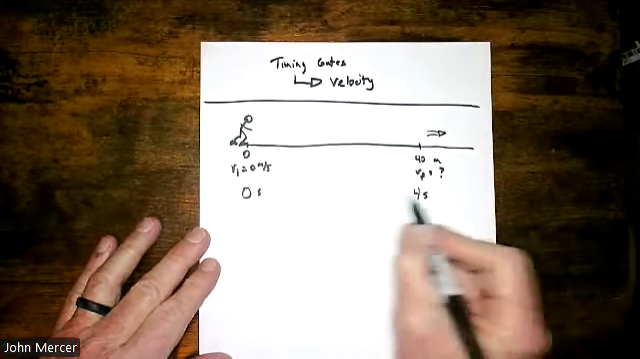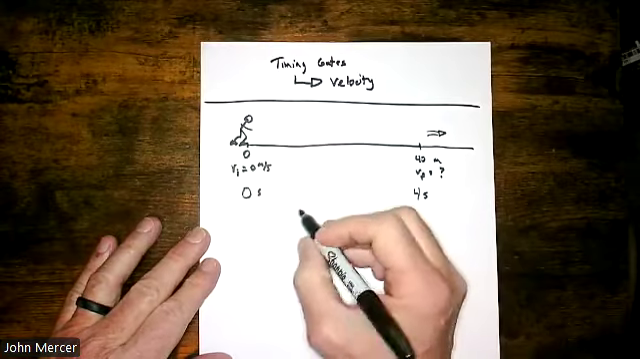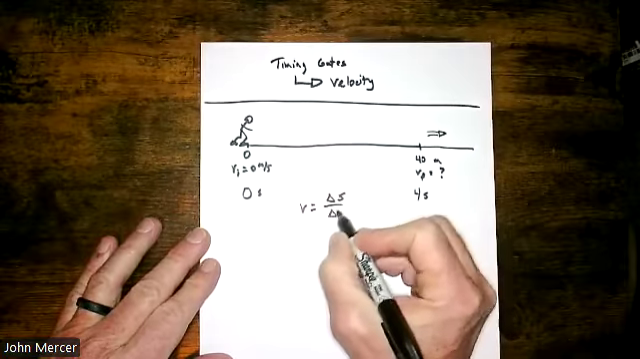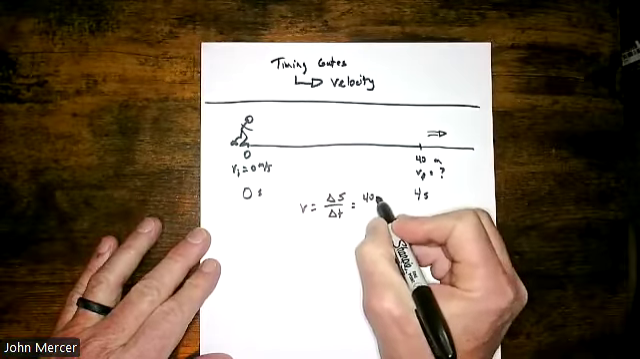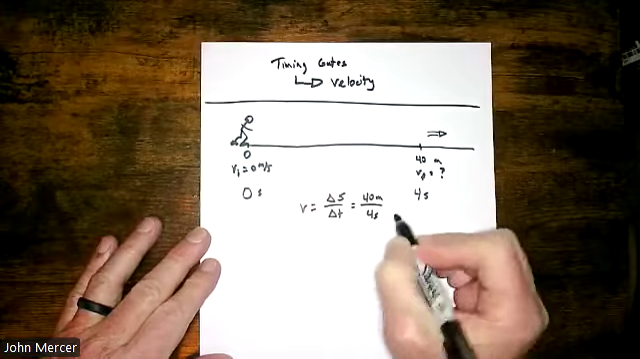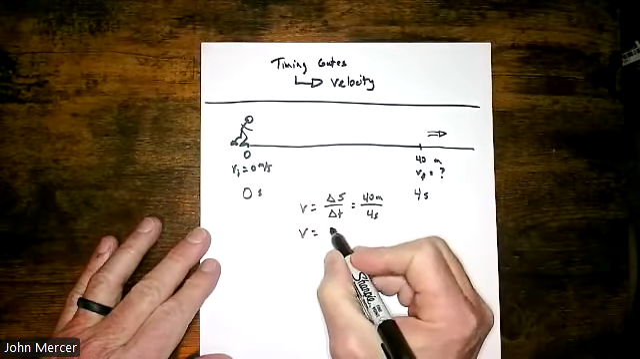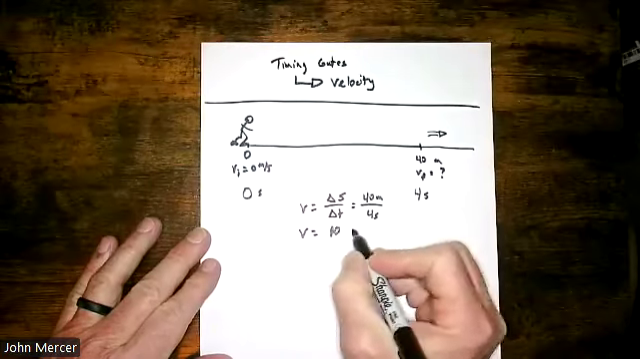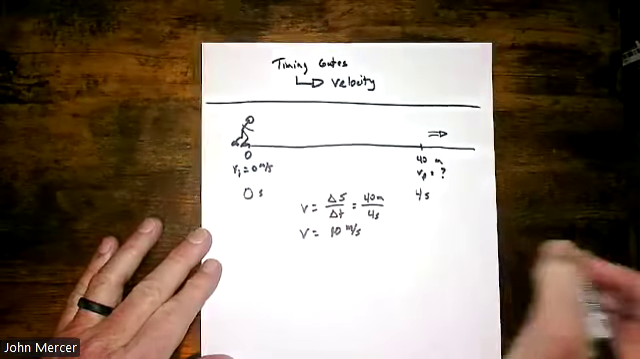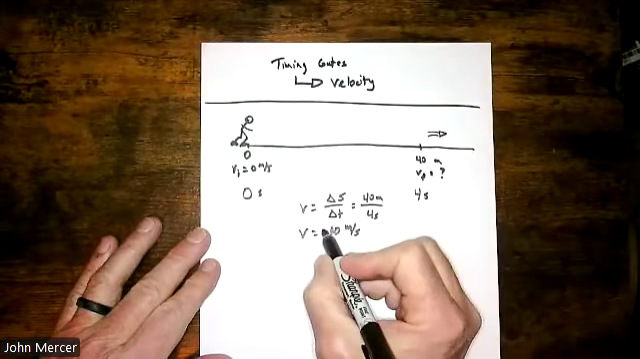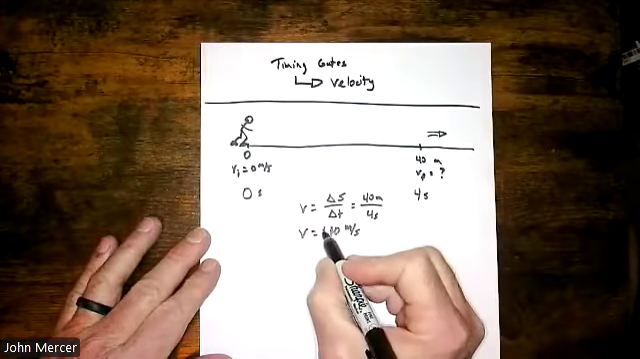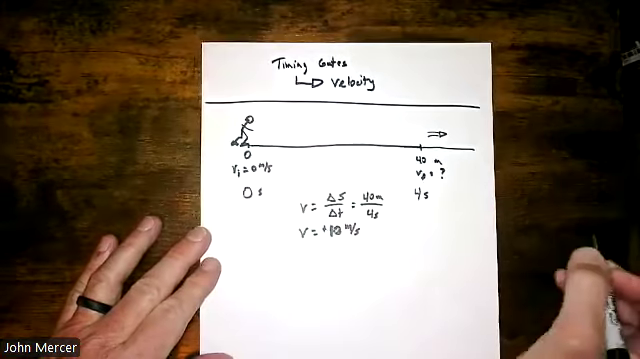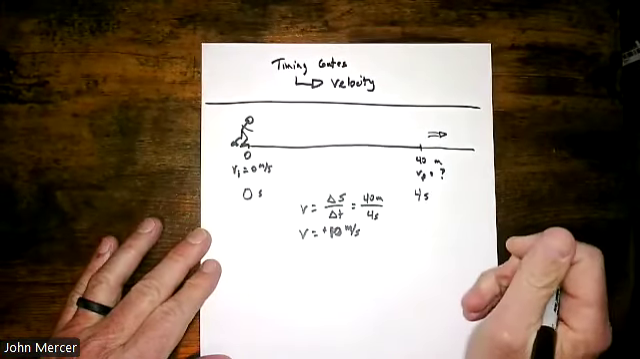So they covered 40 meters in 4 seconds. So we can calculate the velocity as displacement over time, or 40 meters over 4 seconds. And so the velocity is 10 meters per second. It's positive because velocity is a vector. We don't typically add that in when we're doing our combine testing, but 10 meters per second.